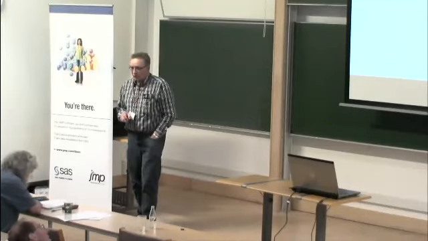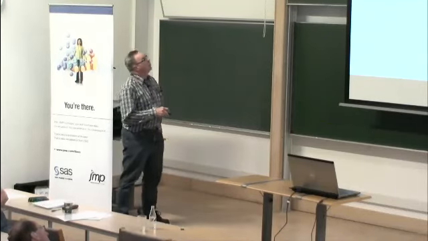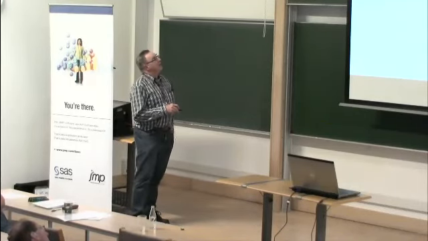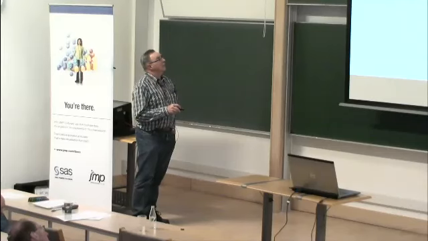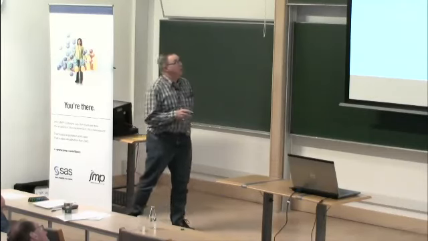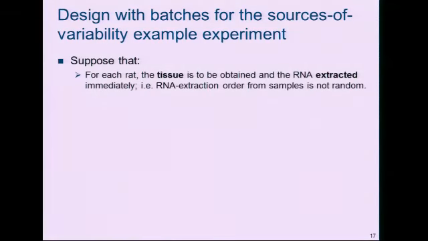So I just thought I'd look at this with that example and think about batching in the example, not that it was thought about in the paper. And let's suppose for each rat the tissue is obtained and the RNA extracted immediately. That is, we're not going to randomise the order of RNA extraction, we're going to do it in the order in which we sample the tissue.